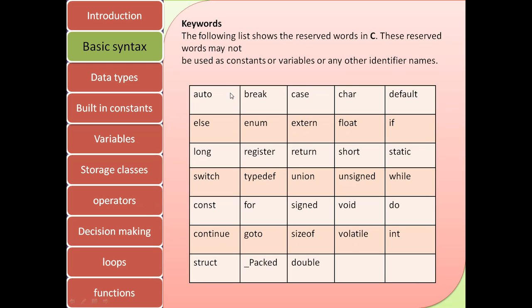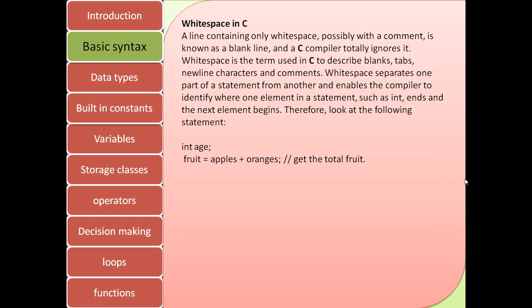The fifth one is keywords. Please note down all the keywords that you can see on screen. We will be using them in our future chapters. Keywords are reserved words in the C language, and these reserved words cannot be used as constants, variables, or any other identifier names. Whitespace is simply nothing but space. Whitespace separates one part of a statement from another and enables the compiler to identify where one element in a statement, such as int, ends and the next element begins.